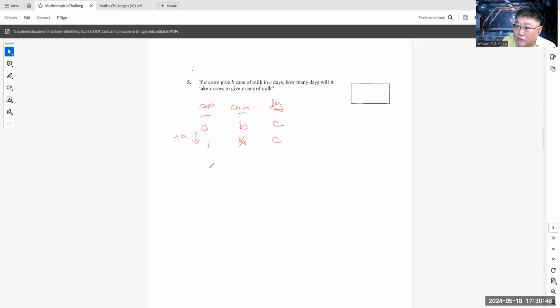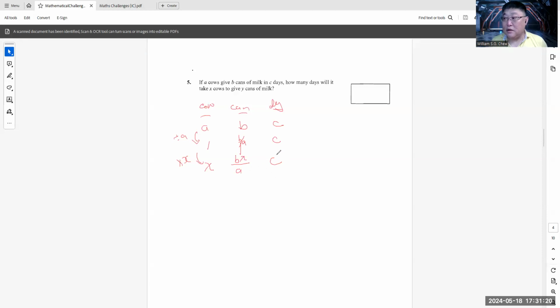And so if I want X cows, what do I have to do? You have to times X, right? So how many cans will you produce then? You will get B times X over A cans. X cows will give me B times X over A cans in C days.